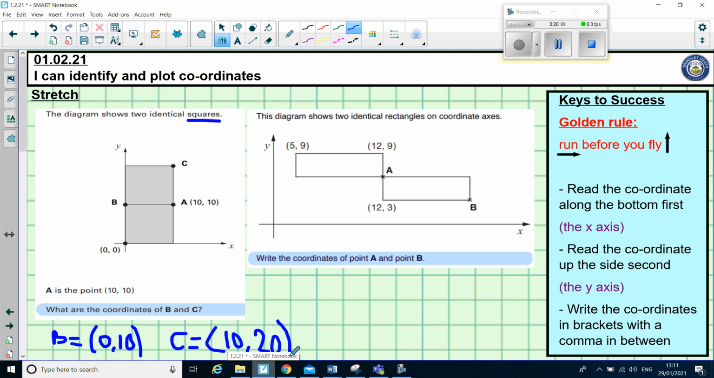Okay, so this is quite tricky maths, this part. We're using the information they've given us to help us work out the missing coordinates. The second question I've got on my screen then, if you'd like to pause the video and have a think and see if you can work out the answer: what are the coordinates of point A and B in that picture?